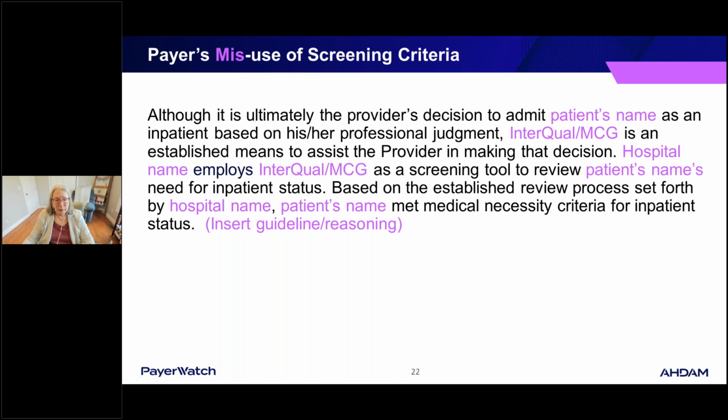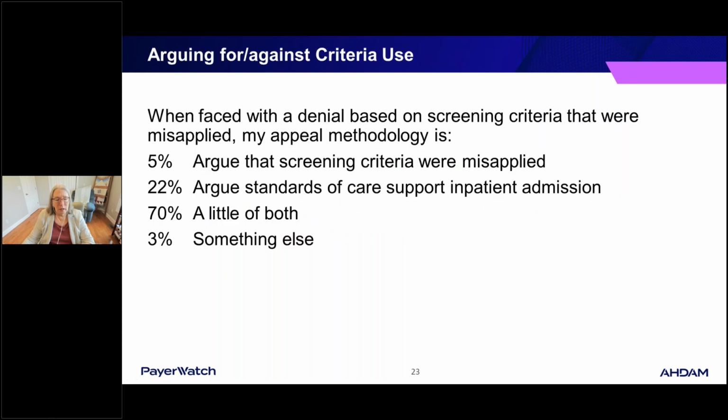Now, it was interesting. We did a webinar, I don't know, a few months ago, I think, talking about how you argue against payers who use MCG or InterQual. So when you are faced with a denial based on screening criteria, and those screening criteria were misapplied, do you argue back that, hey, you misapplied the criteria, you didn't consider what was going on with the patient, or you used the wrong criteria? Do you just argue that back, that that screening criteria was misapplied?